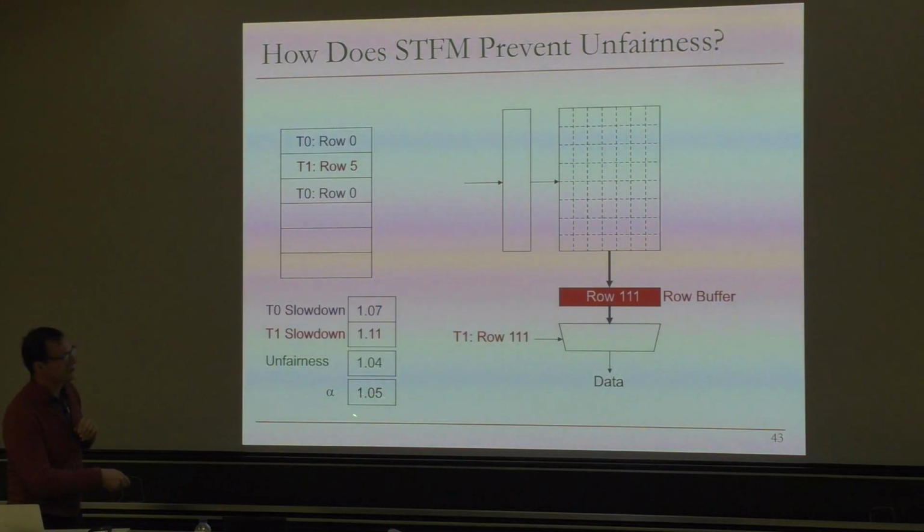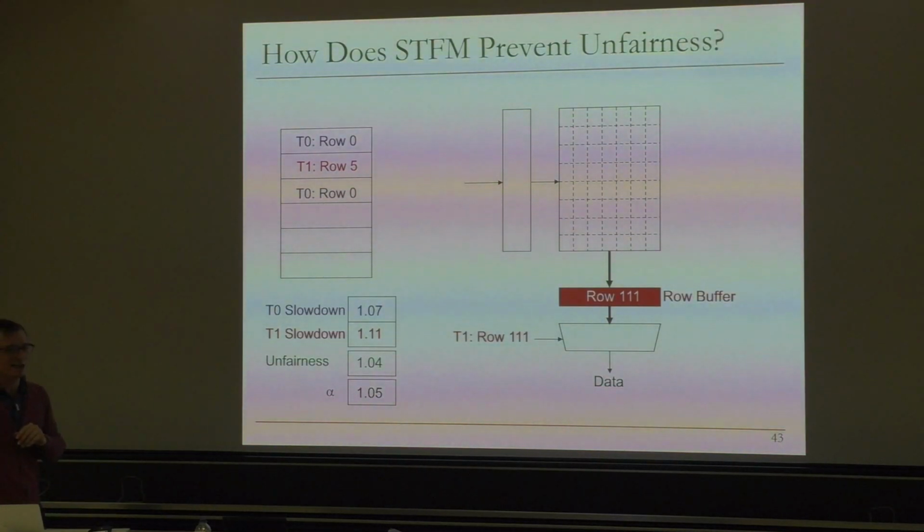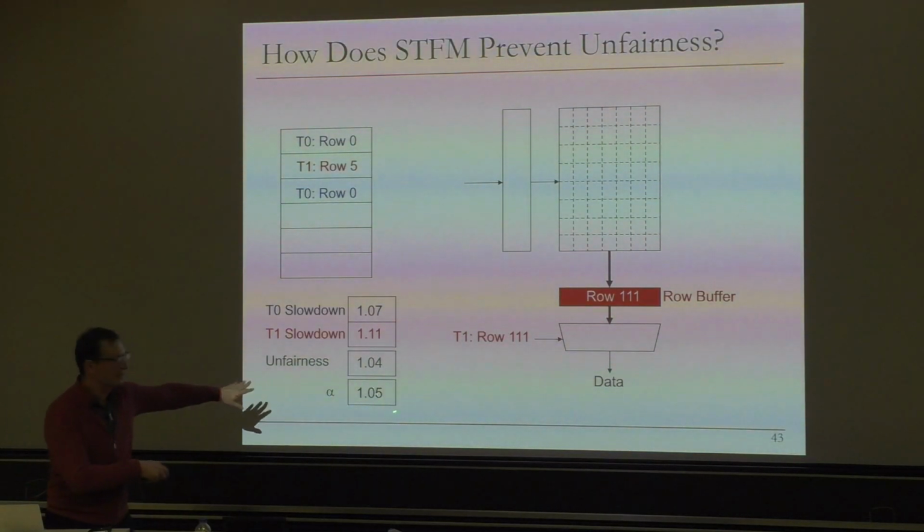And of course, this unfairness threshold is important. If this is too high, then you never switch to the fairness-oriented policy. If this is too low, you oscillate quite a bit. So you really want some hysteresis in this one also. And the paper analyzes this unfairness threshold.